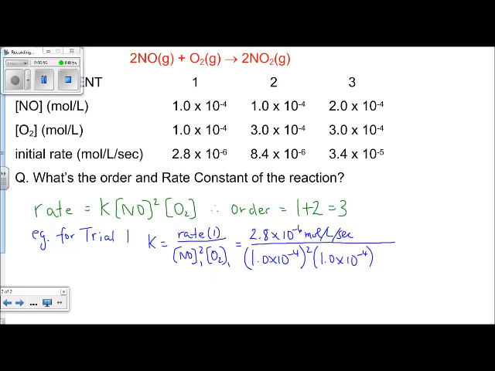Once you plug that into your calculator, you get a value for which you will have 2 significant figures, since all the data in your table has 2 significant figures, and when the dust settles, the units of this are liters squared over moles squared per second.